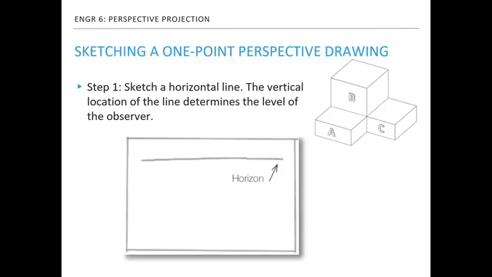Let's sketch this simple object using the one-point perspective method. First, you need to draw a horizontal line representing the horizon. Remember that the level of the horizon determines the elevation of your eyes. If the horizon is sketched at the top of the paper, you are looking down the object so that the top of the object is visible. If you sketch the horizon at the lower part of the sketch, the bottom part of the object will be visible. In this example, let's sketch a horizon high at the upper part of the paper.